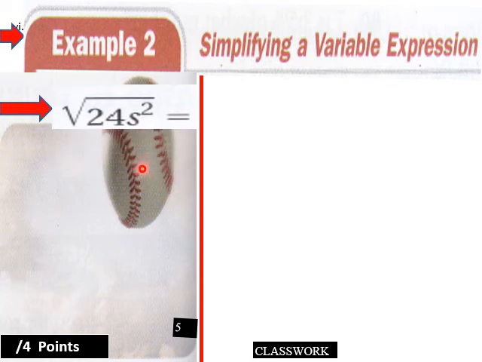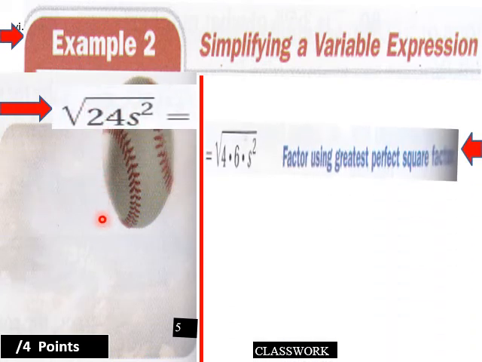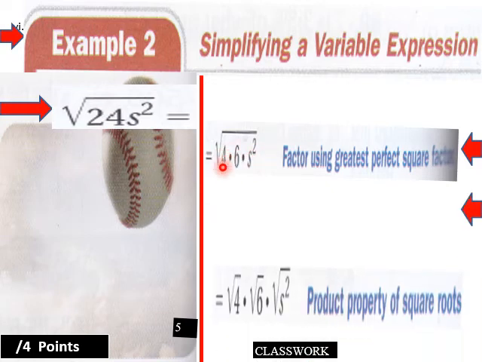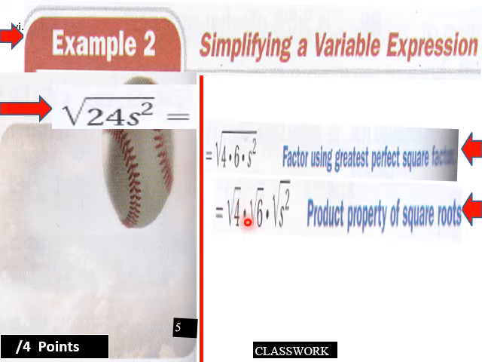Okay, example 2, simplifying a variable expression. How would we factor that out? Well, we can factor it like this, 4, 6, and s squared. Factor using greatest perfect square factor, which in this case would be 4, and then what's left over? This is left over here. We know we can take the square root of 4. And then we put each of these factors underneath the radical.